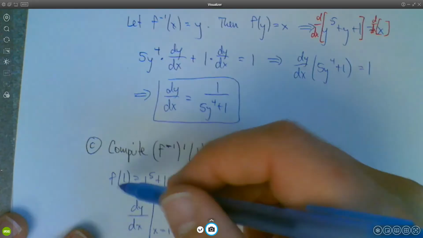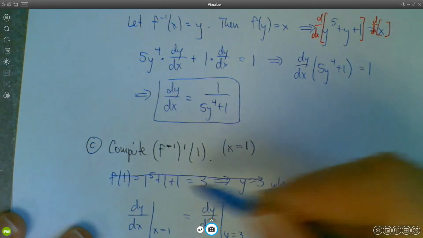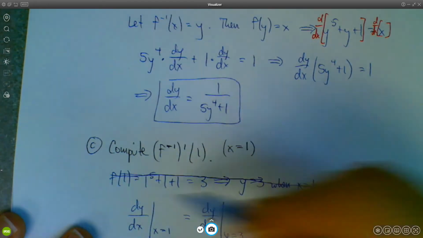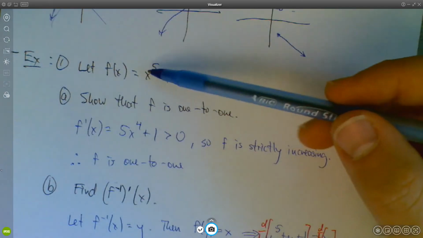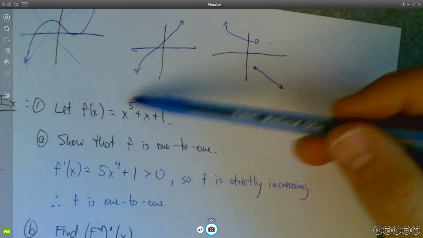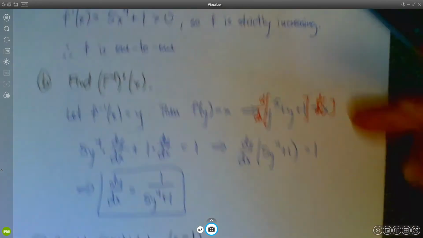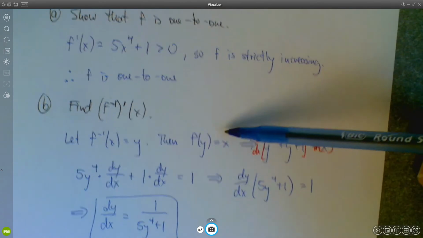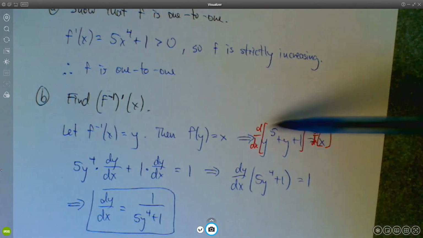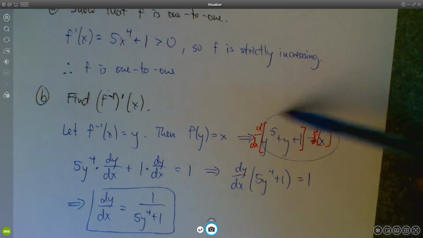Yeah, okay, so this part's wrong. I was plugging in x equals 1 to the original function. I need to be plugging it into the inverse function, and that's why it's tricky. But remember, y to the fifth plus y plus 1 equals x. So if I'm plugging in 1 for x, I need to plug it in here.